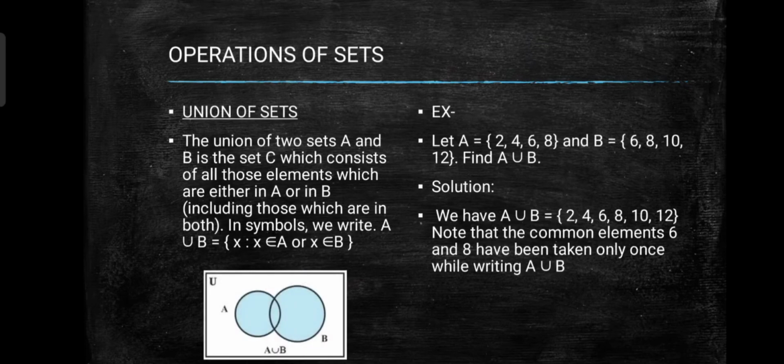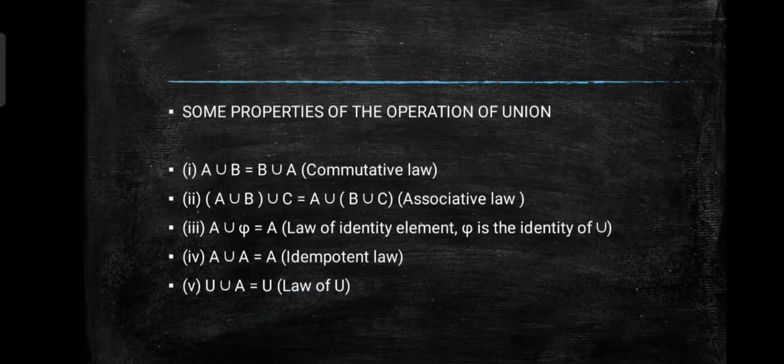Next, we'll see an example. 2, 4, 6, 8 is set A and set B is 6, 8, 10, 12. So what is A union B? As I've said, present in A or B, meaning all the elements. You just write 2, 4, 6, 8 from A, and then 6, 8 are already done, so from B, 10 and 12. All of that would be in A union B. So that's how you do the union of sets.